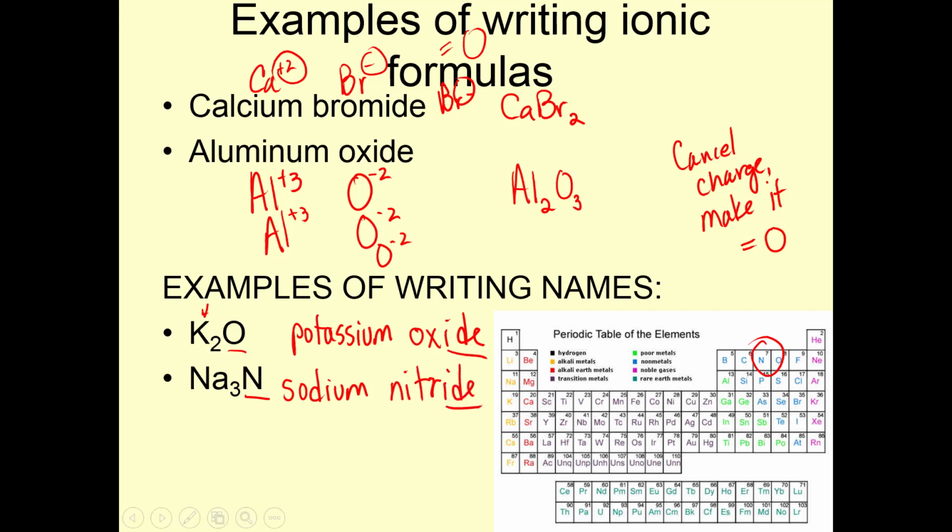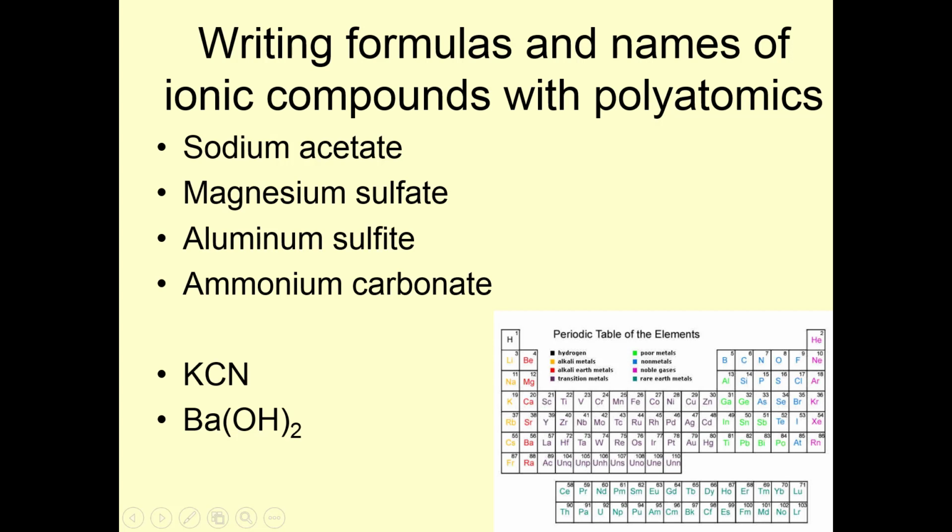Okay. Now, what if there are polyatomic ions in your compounds? That's why we memorize them. Look, sodium is a +1, acetate is C2H3O2 negative. Why? Because that's what it is. So then if we put them together, it's a 1 and a 1. That's its formula because +1 minus 1 equals 0. This is the identity of acetate, so we have to write it down.